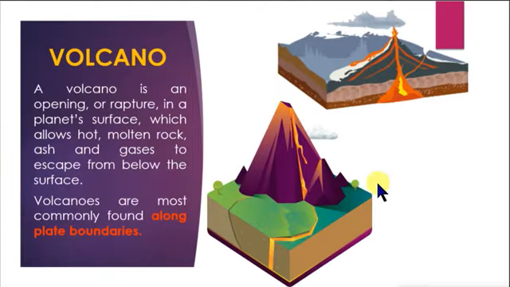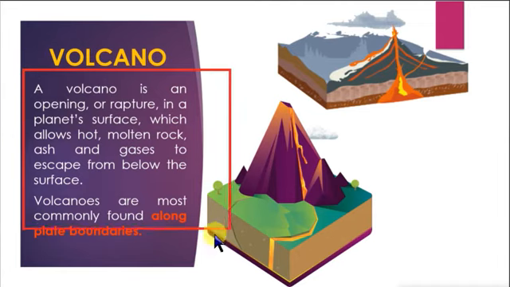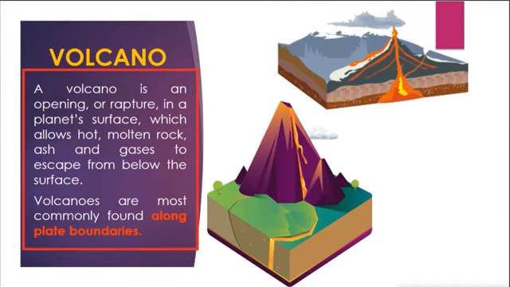Now, let me explain volcanoes. A volcano is an opening or rupture in a planet's surface which allows hot, molten rock, ash and gases to escape from below the surface. Volcanoes are most commonly found along plate boundaries.